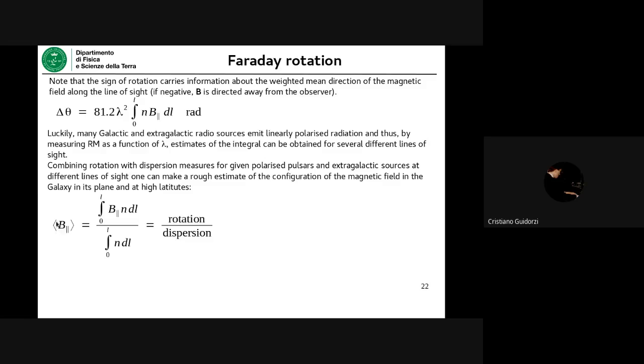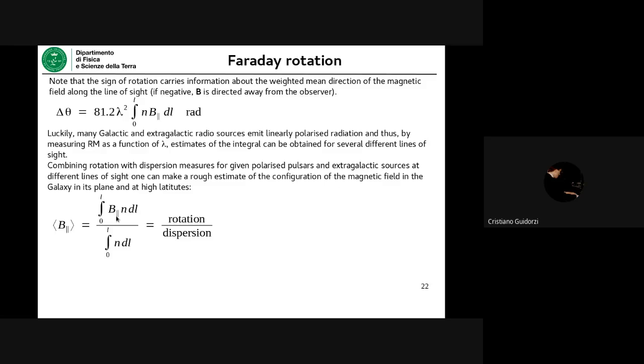This definition, this average parallel component of the magnetic field, is a kind of weighted average of what? Of the magnetic field, where the weight is given by the plasma density. And you immediately see that this is a very general formula when you want to calculate the weighted average of something. Here the role of weight is provided by the plasma density, and the quantity you are averaging out is the parallel component of the magnetic field.